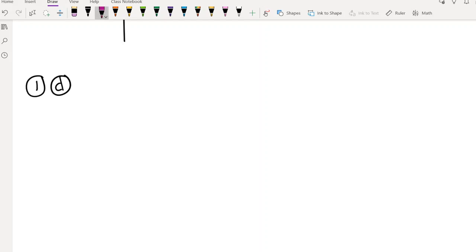So 1D is asking you to find the limit as x approaches pi of sine of x over x. So this is kind of a trick question where it's easier than it might appear. So you might look at this and think of, oh, maybe it's the squeeze theorem or something like that.